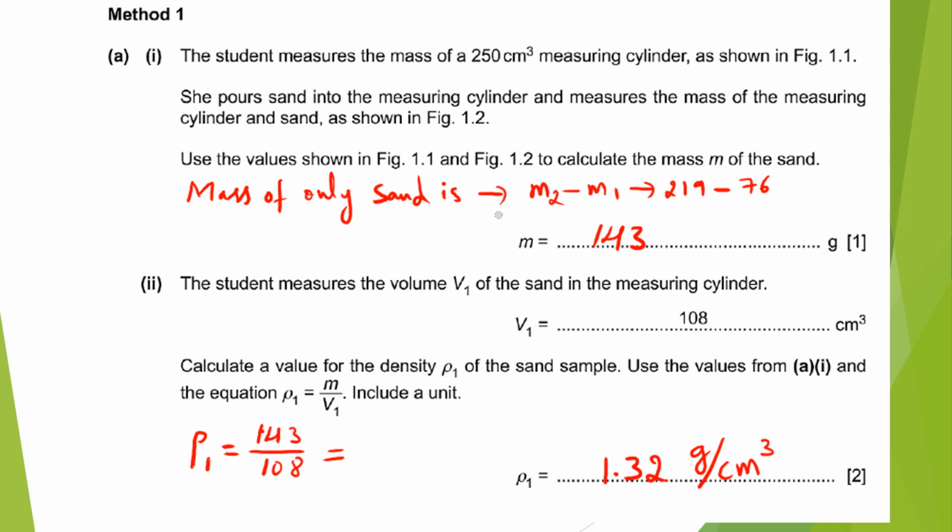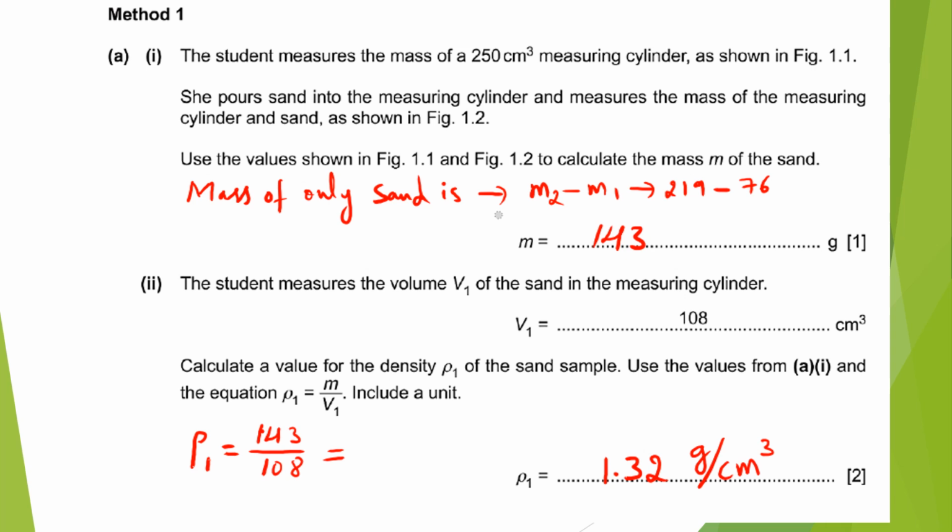So this is a very common type of question, to find the mass of the given substance when we know the mass of the empty cylinder and the mass of the cylinder plus the content. So M2 minus M1 will give us the mass of only sand. It is 143. Already the unit is given.